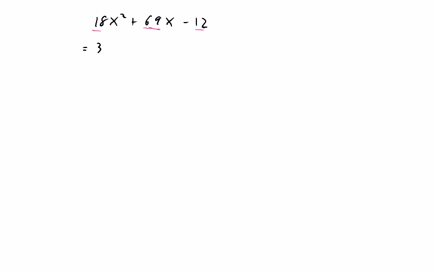So we could factor out the 3, and that would leave us with a problem inside of a problem. When you divide 3 out of 18, you get 6. When you divide 3 out of 69, you get 23. And when you divide 3 out of 12, you get 4. Okay. So in looking at this one, we have a problem inside of a problem. So let's actually write the problem inside of the problem right over here. 6x squared plus 23x minus 4.